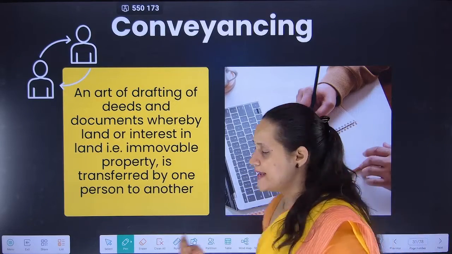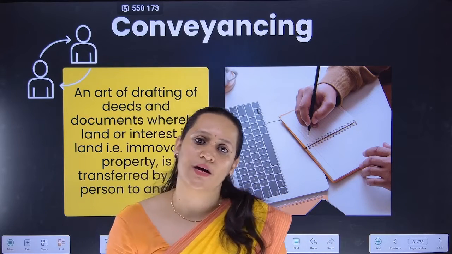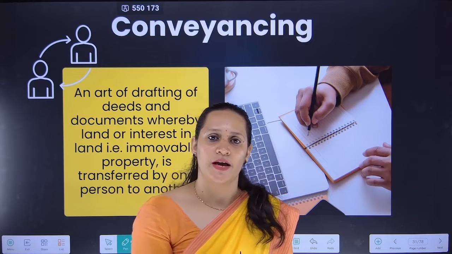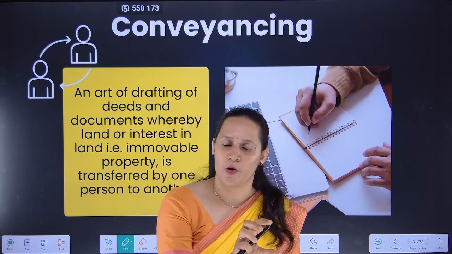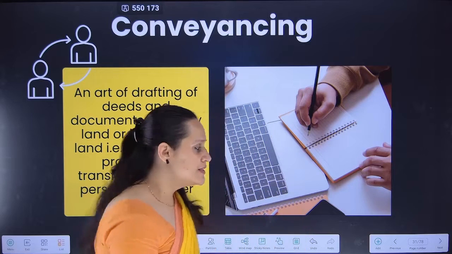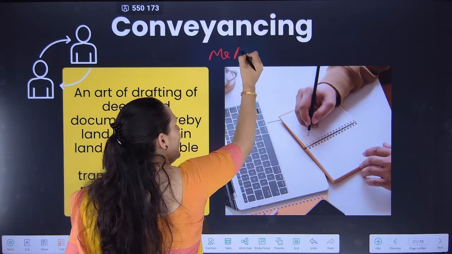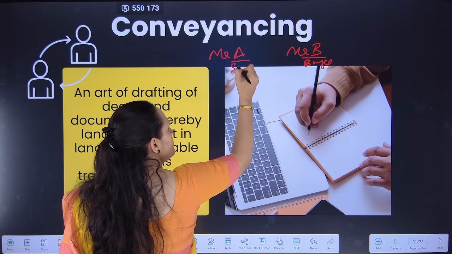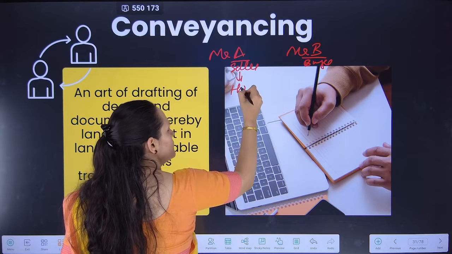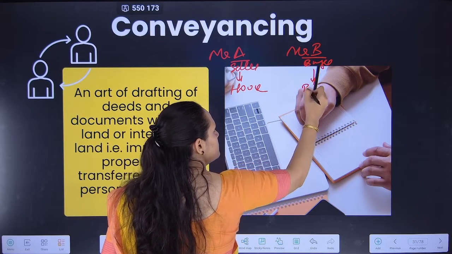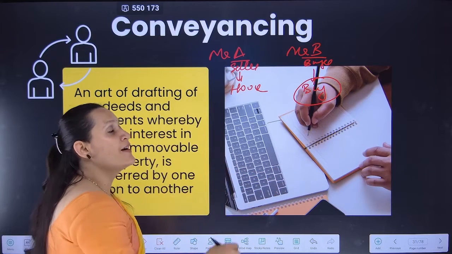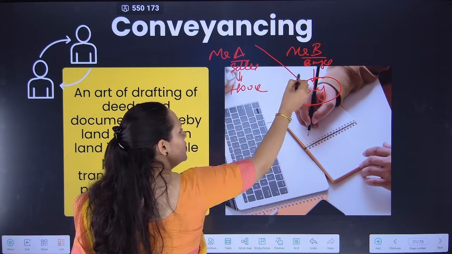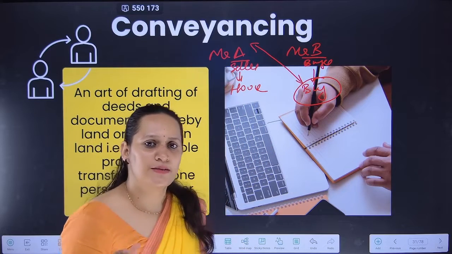Next, let's go to the second concept, that is conveyancing. What is conveyancing? Like I told you, we are going to convey something, we are going to transfer the right, interest, related to a movable or immovable property from one person to another person. Suppose there is a person Mr. A and Mr. B. Mr. B is the buyer, Mr. A is the seller. So he is going to sell his house, he is going to buy the house, right? So the agreement that is going to be entered between them is called an agreement for sale.